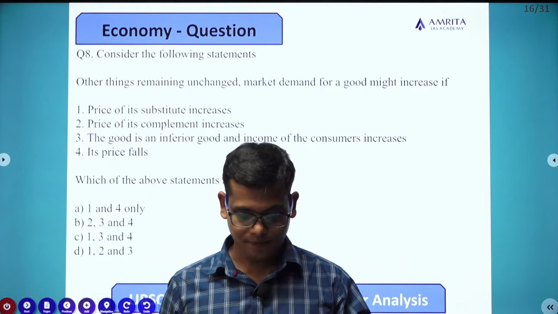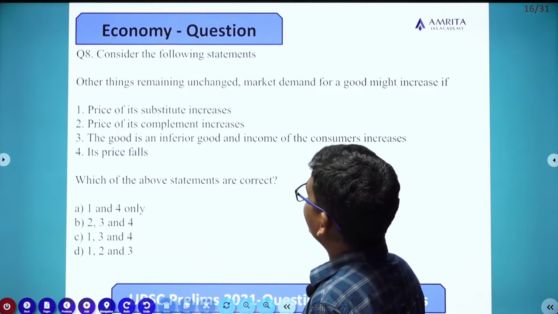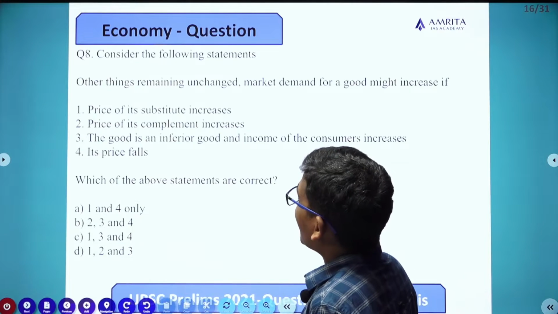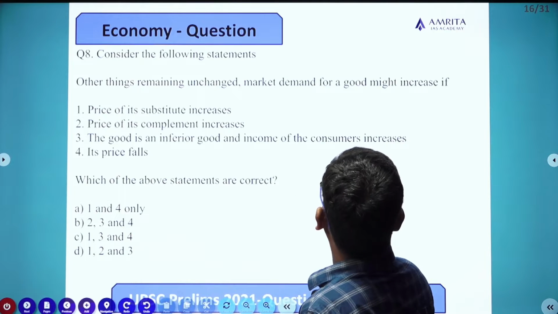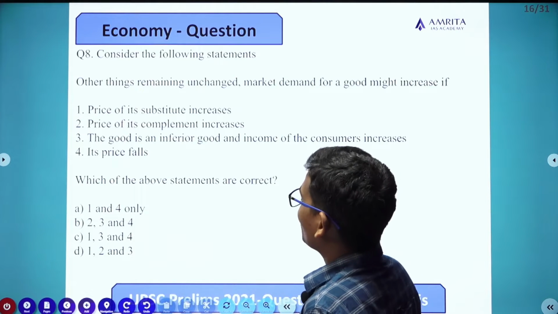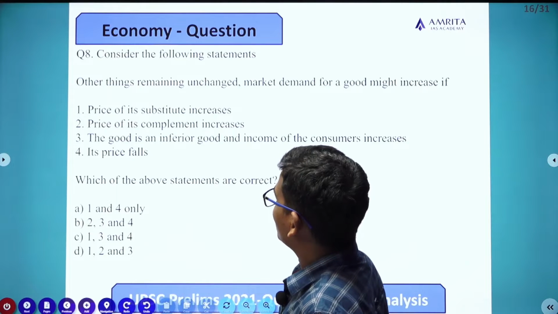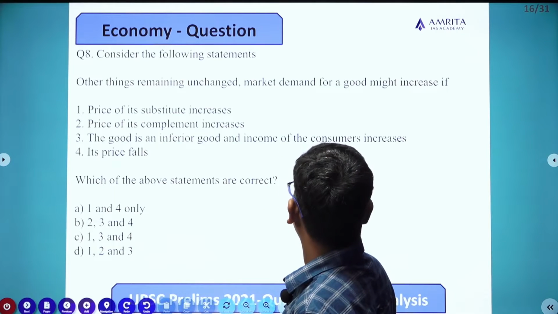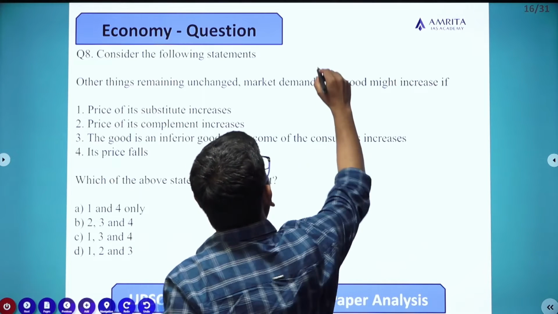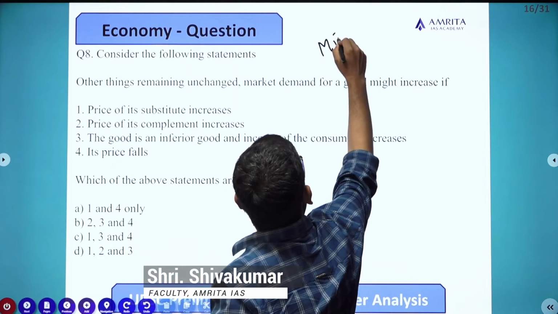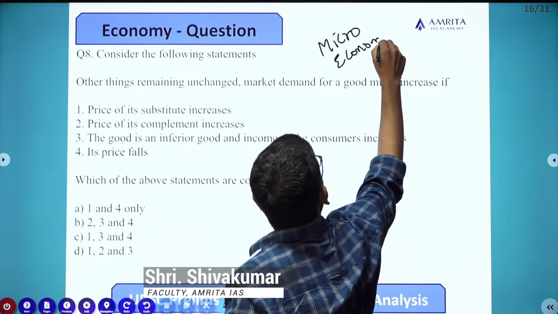Question number 8. Consider the following statements. Other things remaining unchanged, market demand for a good might increase if: the price of its substitute increases, the price of its complement increases, the good is an inferior good and the income of the consumer increases, or its price falls. This question is related to microeconomics, and your NCERT answers this question.